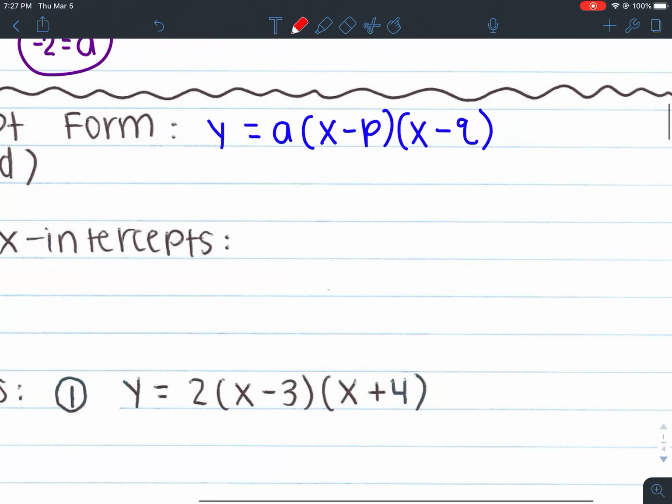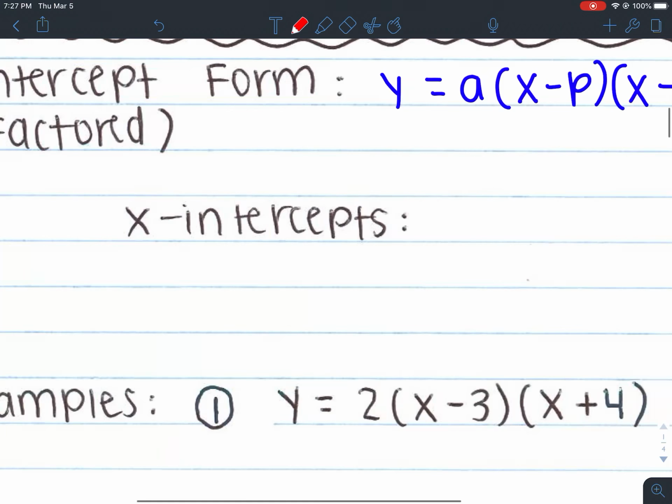My x-intercepts are going to be known by the letters P and Q. So if I wanted to know what the intercepts here were, it would be P, comma, well, let's go over what an x-intercept looks like. An x-intercept, remember, looks like number, comma, 0, right?